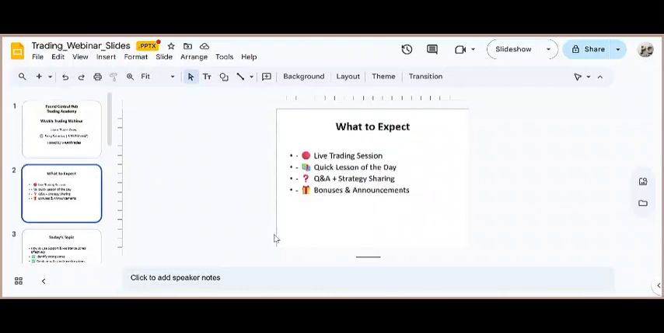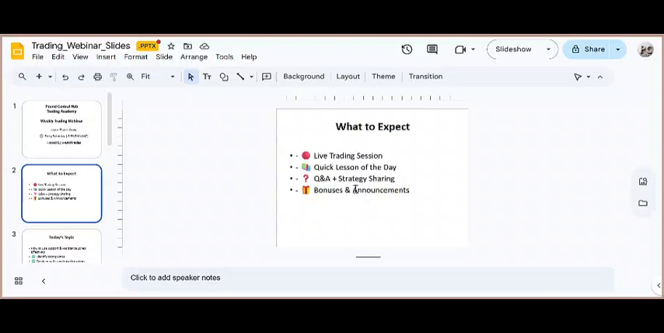Now, what do we expect from this webinar every Saturday? First of all, we're going to have a live trading session where I encourage everyone that has registered a trading account and funded it to join me in this live trading session. I'm going to guide you on how you should set up your account so that you can take trades with me as well. Then, secondly, I'm going to quickly give a short lesson for the day.